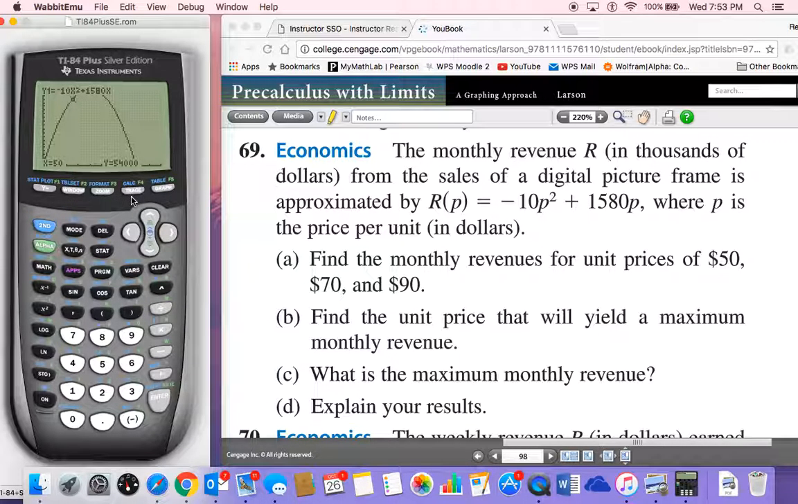Now I want to know, well, what's my revenue at $70? I'm going to hit trace again. I'm going to key in 70. It's that easy. At 70, this is my revenue. Okay.